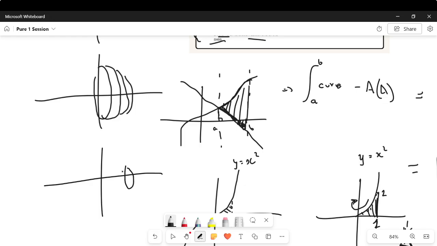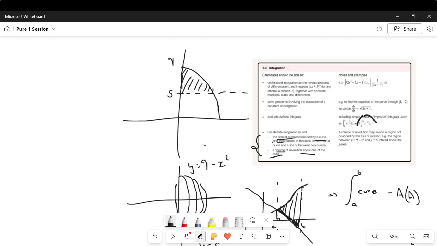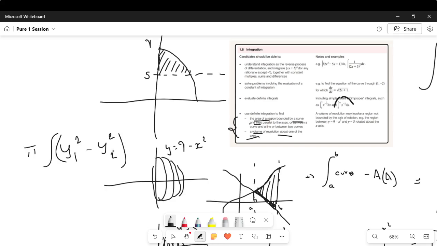And again, the radius in this case is simply y, right? So you do the integral of y1 squared minus y2 squared, and don't forget to add pi as well. It doesn't really matter which order it is. If you get a negative answer, you can just take the positive value. But yeah, that's pretty much it for this, I guess.